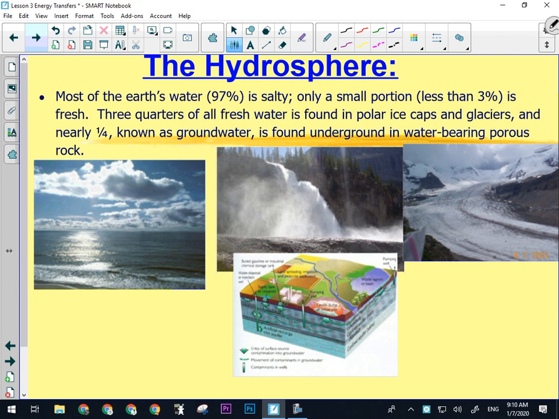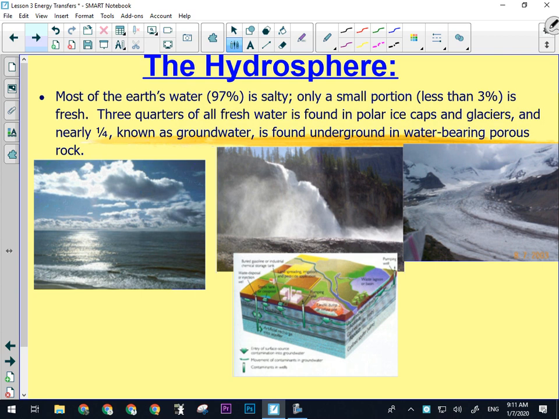Most of the Earth's water, 97% of it, is in the oceans, is saline, it is not drinkable. Only a small portion is fresh, and 3/4 of all that fresh water is locked away in polar ice caps, glaciers, things like that. And 1/4 of that 3% is known as groundwater and is found in underground water-bearing rock.